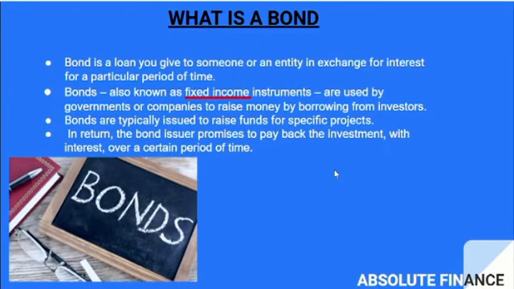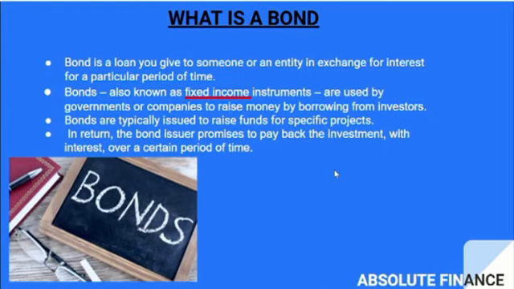This is an example. A company needs money to invest in its business, but they don't want to go to the bank because the interest rate in the bank is just too high, and they also don't want to sell their shares to investors. They don't want any other person to own part of their company. They don't want to sell their shares, but they also need money. The easiest way they can do it is by issuing a bond, whereby people like you and I will lend this company money, and in return they will pay us interest for a particular period of time.